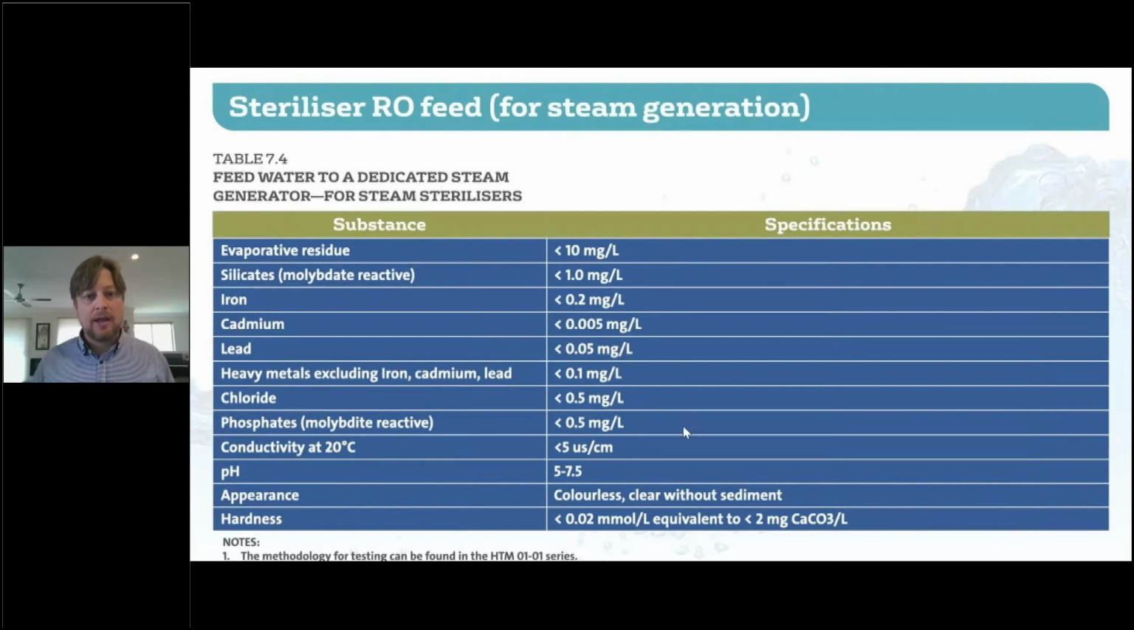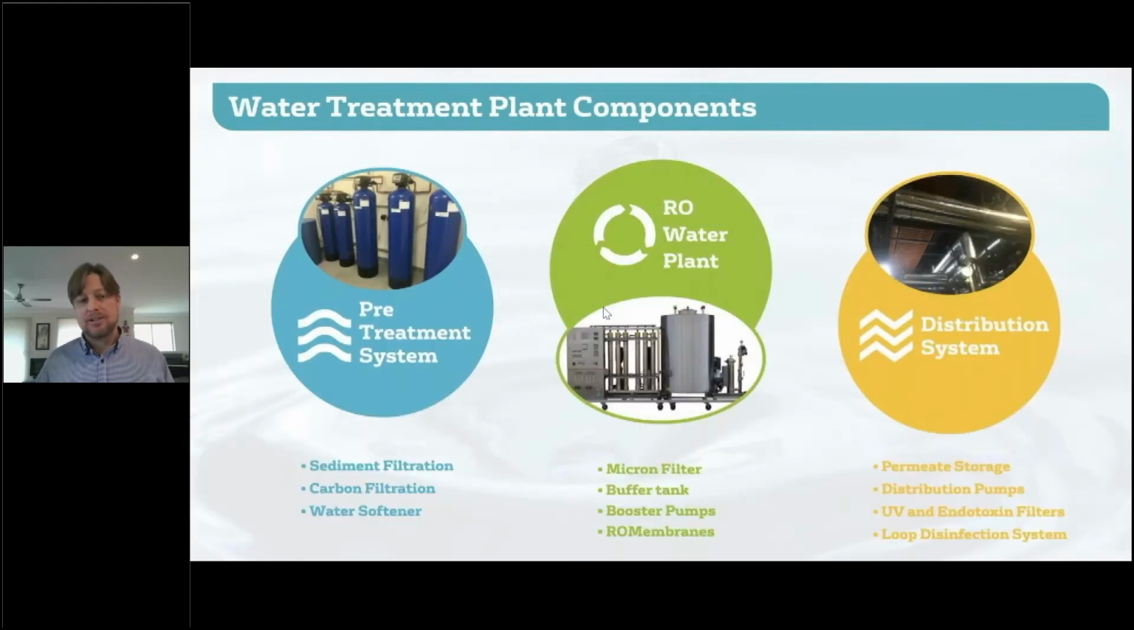Alrighty, so really what it means is we're looking at a conductivity of less than 5 microsiemens, which typically will allow most of the other minerals to come beneath these levels, though silica less than 1 is something that we always need to look at as well. And then of course bacteria counts. So how do we treat the water to meet those tables?